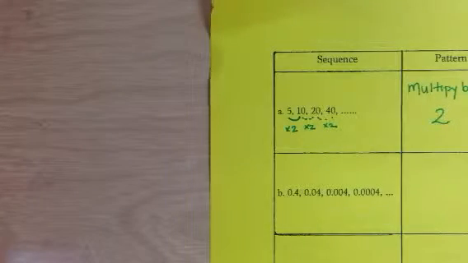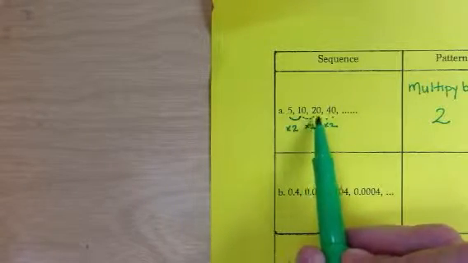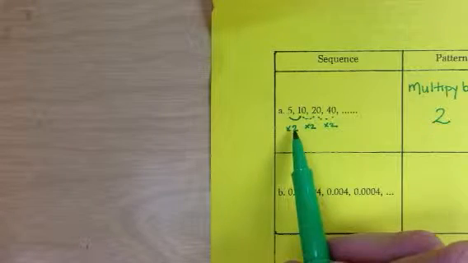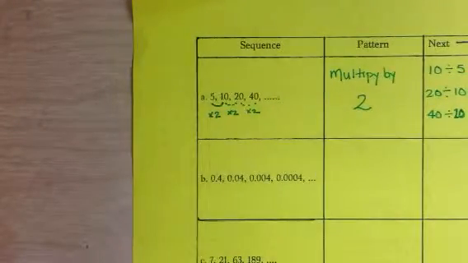We're going to look at geometric sequences. So we're going to see how we can get from one term to another. So I look at my numbers 5, 10, 20, and 40. I know I can get 5 to 10 by multiplying by 2, 10 to 20 by multiplying by 2, and 20 to 40 by multiplying by 2. So my pattern is multiplying by 2.